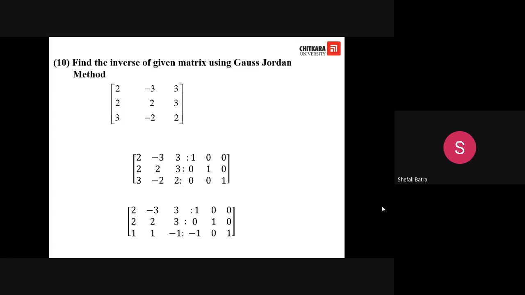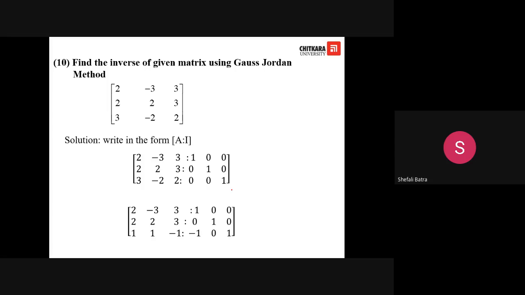Find the inverse of a matrix using Gauss-Jordan method. So this was your given matrix, and you need to find out its inverse. The first step was to write it in the form of A colon identity matrix. So it is of 3 cross 3, so we'll be taking an identity matrix of order 3.